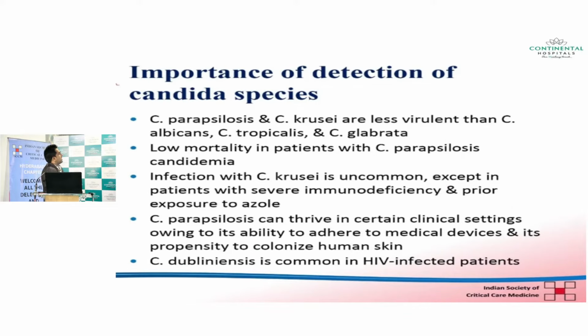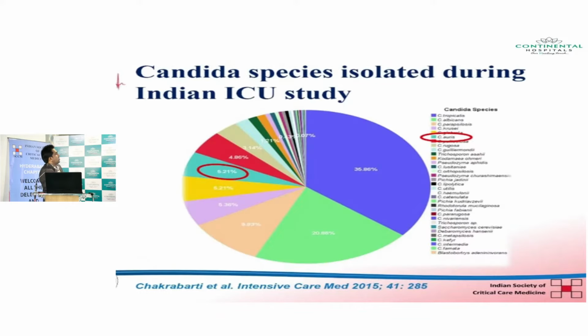The importance of species detection is that Candida parapsilosis is less virulent, so there is low mortality, and krusei is seen in severe immunodeficiency states. Parapsilosis can thrive in certain clinical settings owing to its adherence to medical devices, particularly plastics. It is associated with plastics. Dubliniensis is common in HIV-infected patients, particularly in the Western population, but we see it very rarely. For Candida auris, the incidence is 6%.